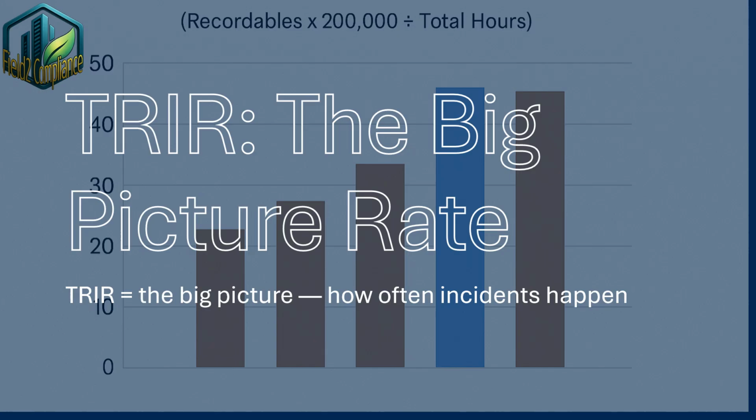The Total Recordable Incident Rate, or TRIR, measures all OSHA recordable injuries and illnesses per 200,000 hours worked. It's the most common safety rate and shows your overall recordable frequency.